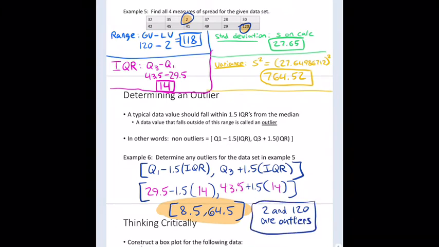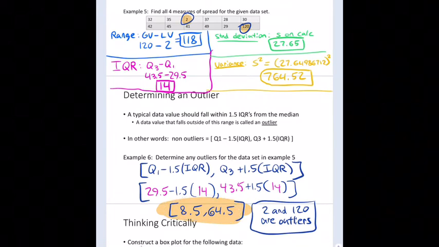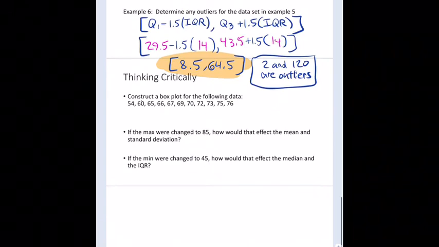And that's how we do our outlier determination. We use this formula here. We plug in what we know. We get a range, like what I highlighted down here, and we see whether or not there's any numbers that don't fall within that range.